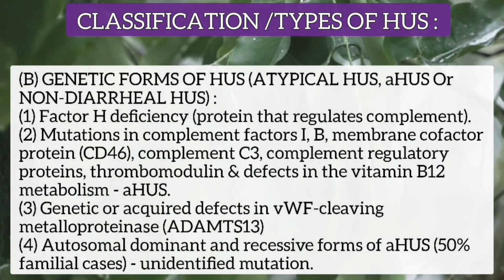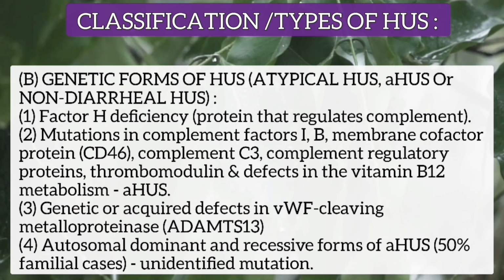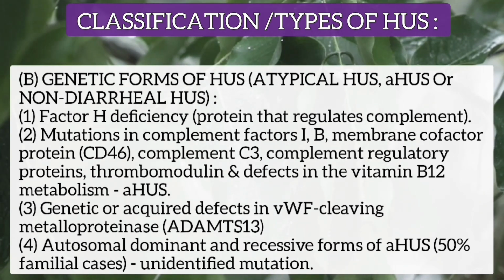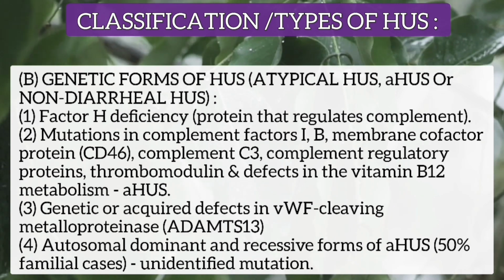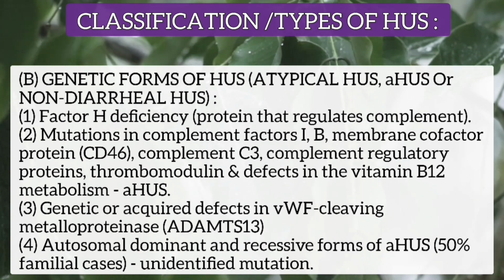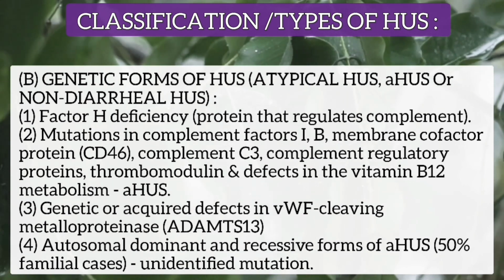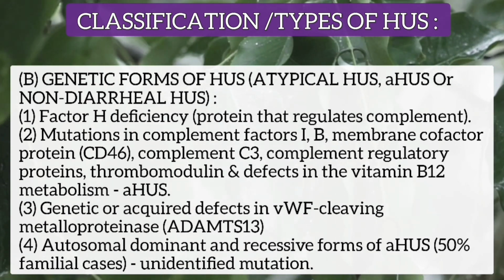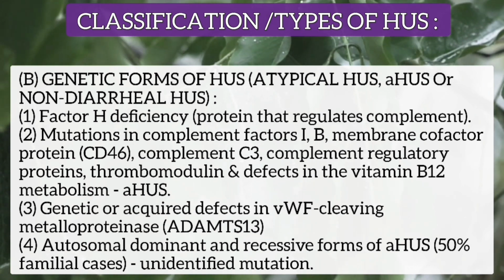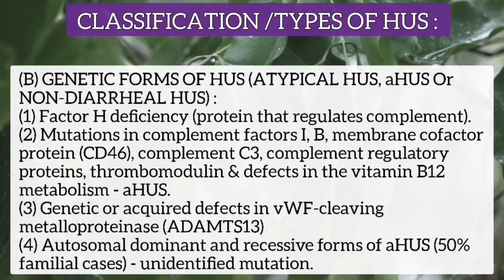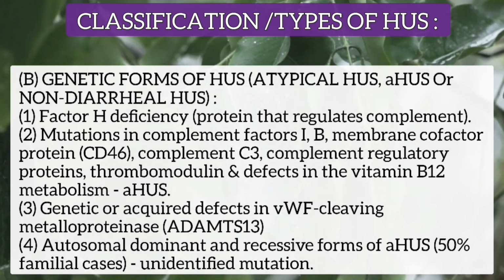The second category is the genetic type. It is also known as atypical or non-diarrheal hemolytic uremic syndrome. In this, most important is the mutation of factor H protein, which is a regulatory protein in the complement cascade. Now, mutations in complement factor I, B, membrane cofactor protein, complement C3, complement regulatory protein, thrombomodulin, and defects in vitamin B12 metabolism also cause atypical hemolytic uremic syndrome.